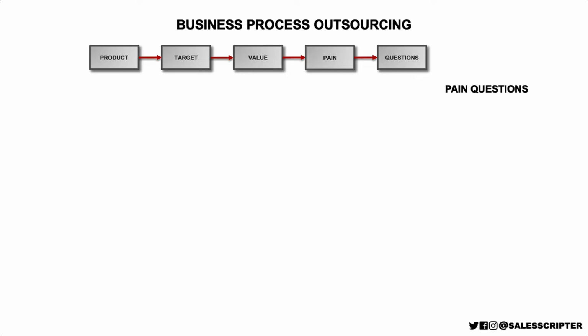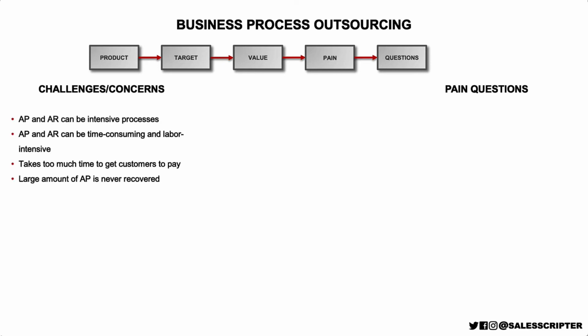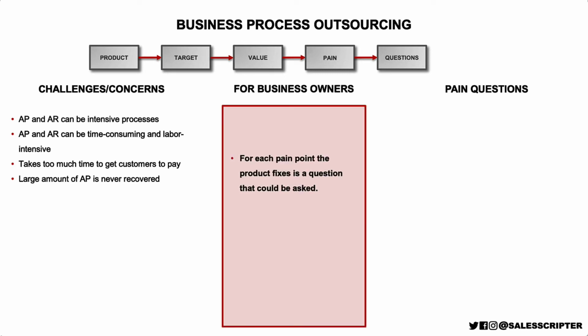And we do that by creating 2 categories of questions. The first category is what I refer to as pain questions. If we came up with a good set of pain points in the previous step, we can use that to come up with an optimum set of pain questions, because for each pain point that the product fixes, there's a question that could be asked to see if the prospect has that pain point or has that concern.